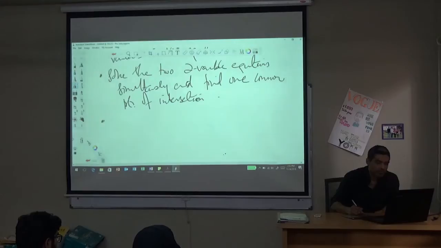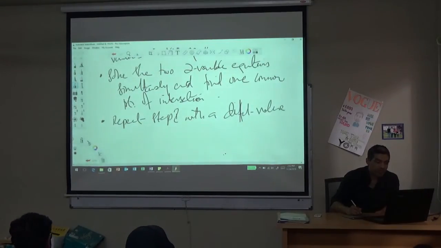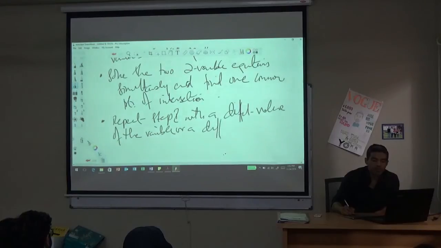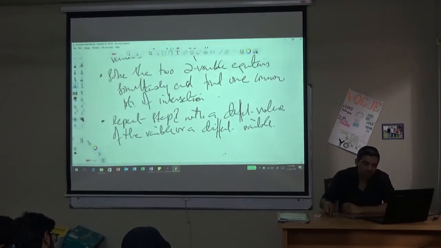Then repeat step 1 with a different value of the variable or a different variable altogether. So you repeat step 1 with a different value of the variable or a different variable altogether.